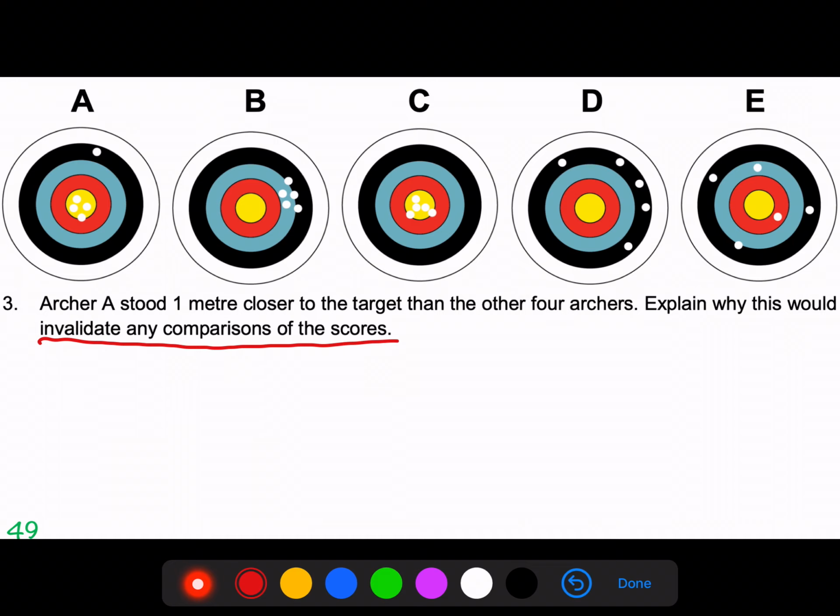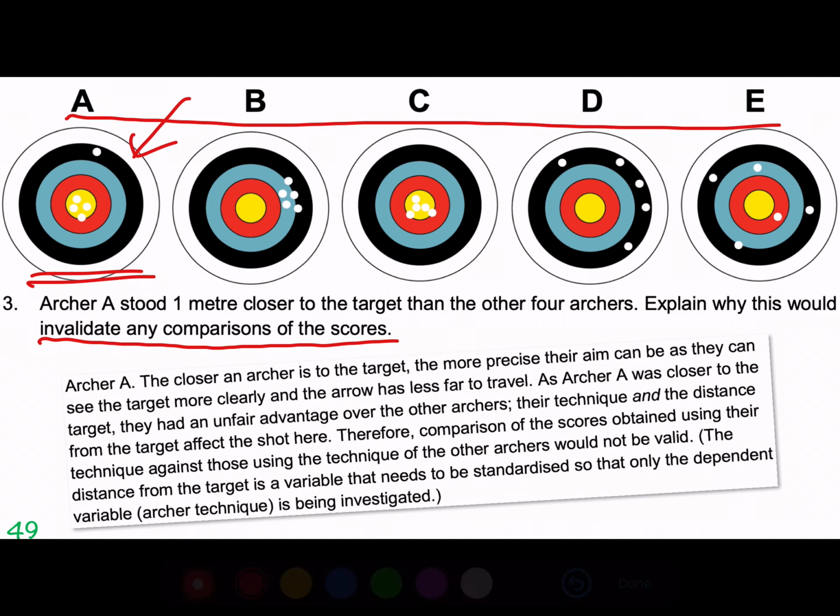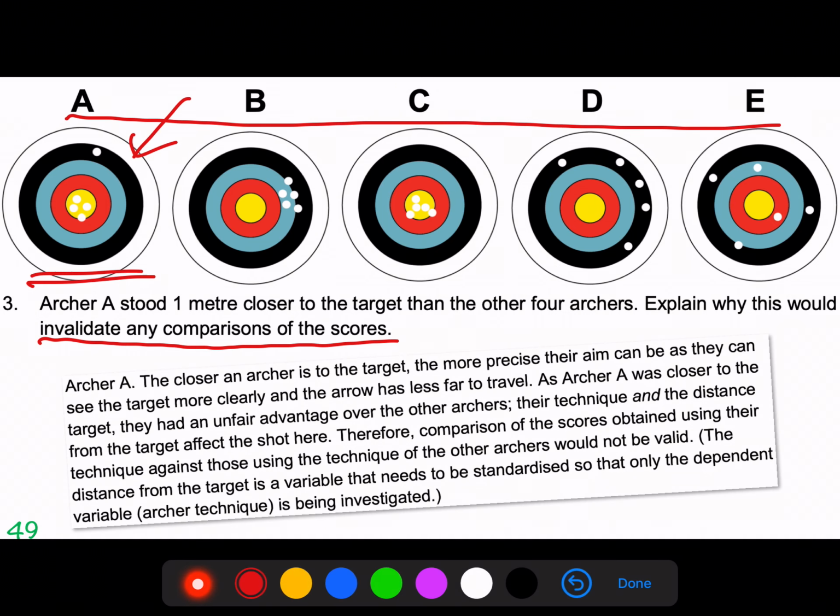The only variable that you should be including in this investigation is the archer. But this archer here has stood closer to the target. So we've actually got a confounding variable, or a second independent variable, that is changing, which means that we have an invalid investigation on our hands. That's basically what that paragraph says.